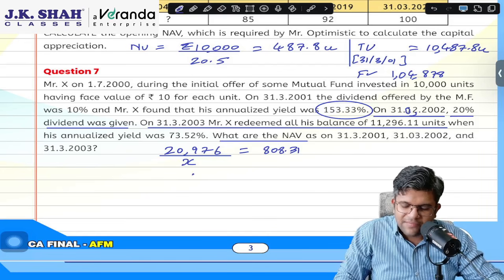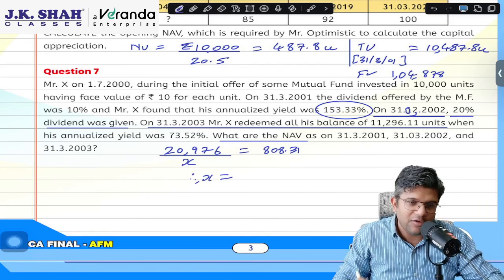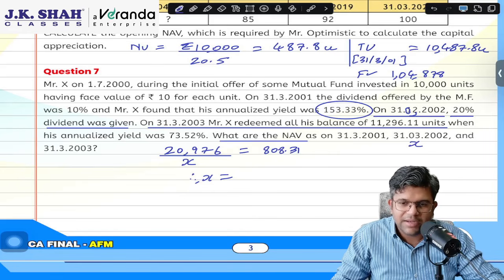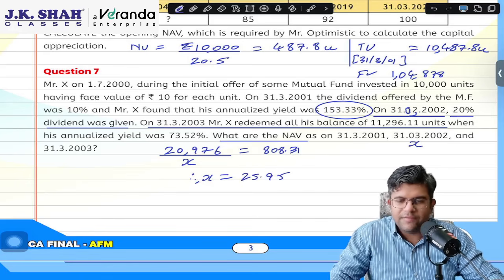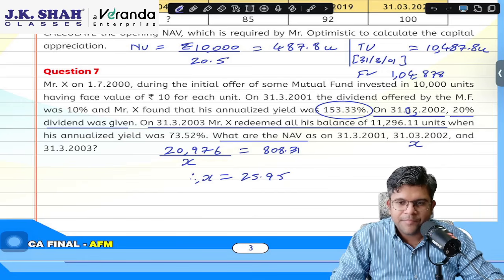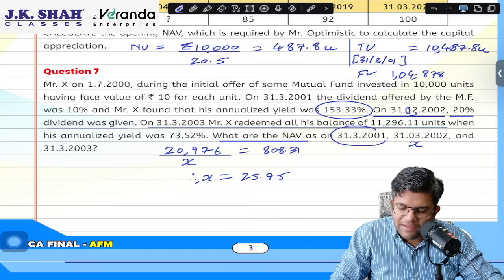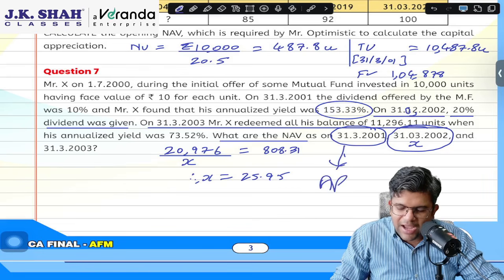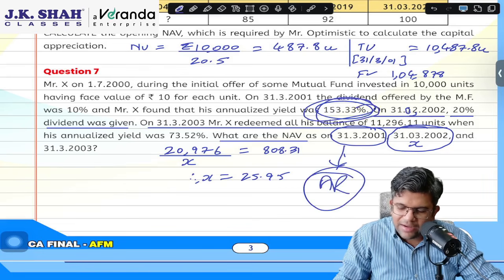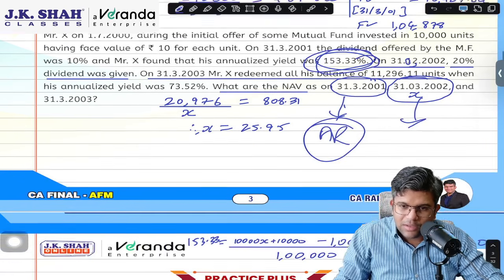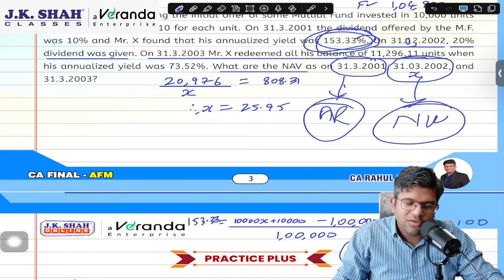I think very easily we can crack this and find X. Can you give me the value of X, please? That is the value of the NAV on 31/3/2002. 25.95. Very good. 25.95 rupees. Everyone ready? 25.95 rupees. Clear? So students, that's how you calculate. So the pattern for calculating NAV here and the pattern for calculating NAV here, can I say, was different. Here you use the annualized return logic because they gave you that. And here you understood that there were some new units received. Through that you were able to find.